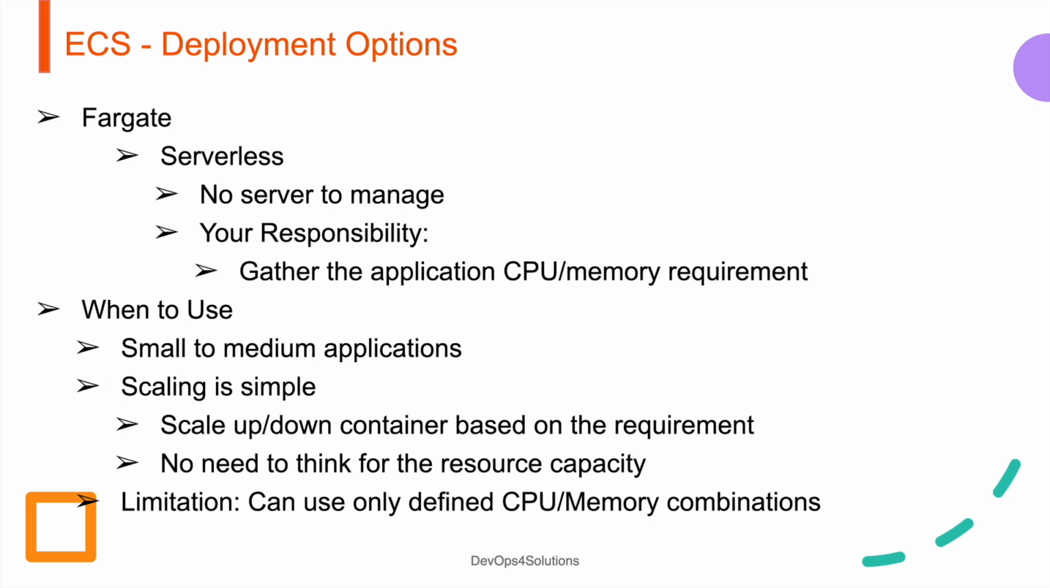Fargate, which is also very popular, is good to use for small to medium applications. Scaling is simple because you can just scale up or scale down the containers based on the demand. You don't need to think about resource capacity because it is serverless. So you don't need to worry, oh, I just have 4 servers, how can I have 40 tasks running? You can just have auto scaling, like if the CPU goes to 80%, I need 10 tasks, I need 15 tasks. You don't need to worry about the resource capacity.